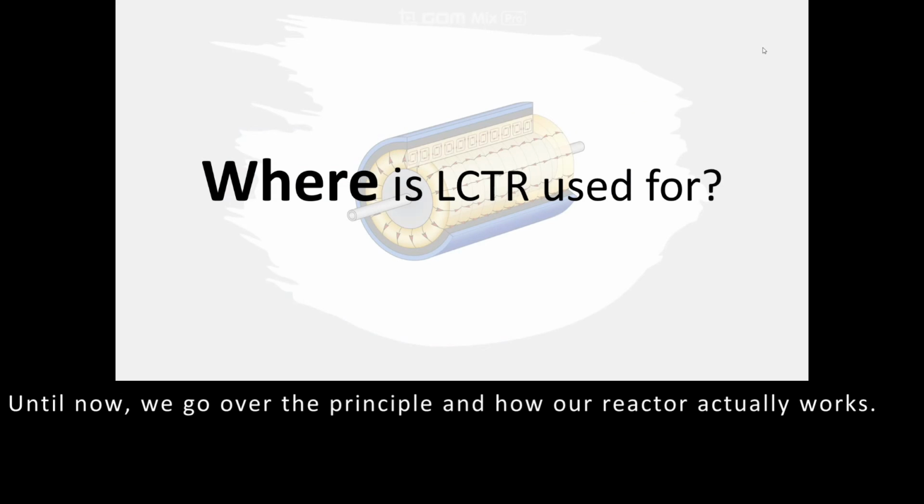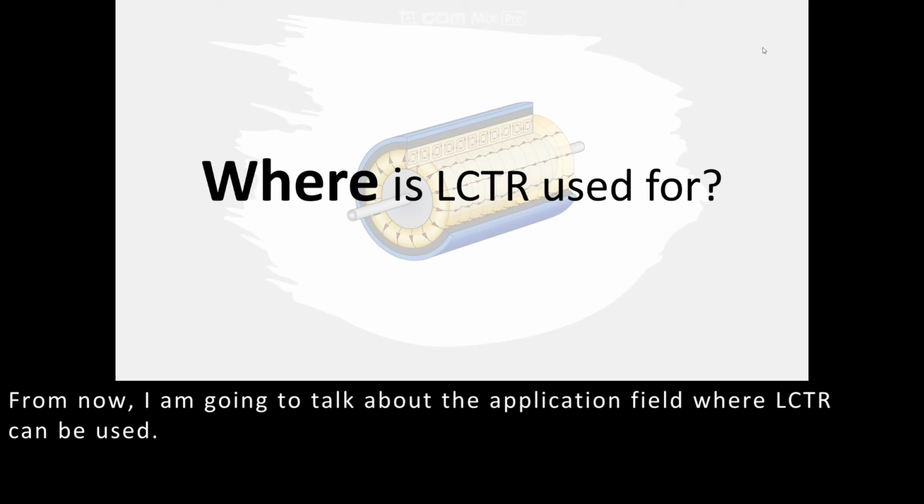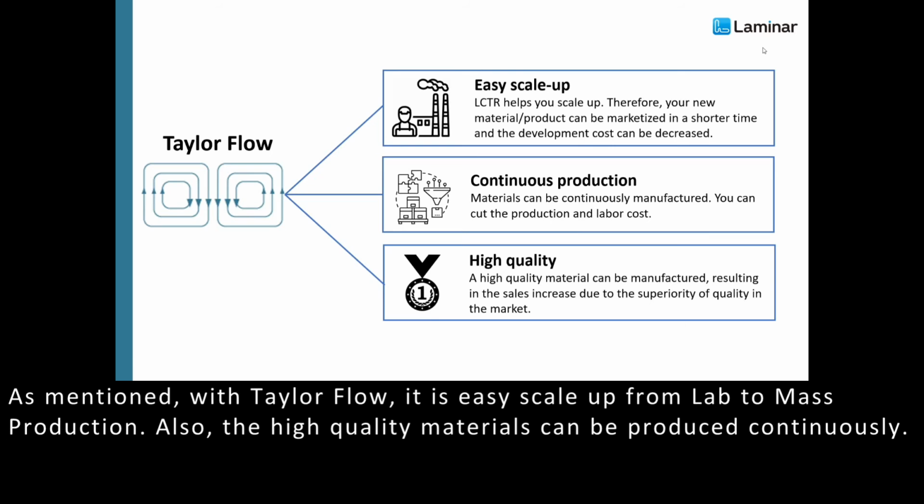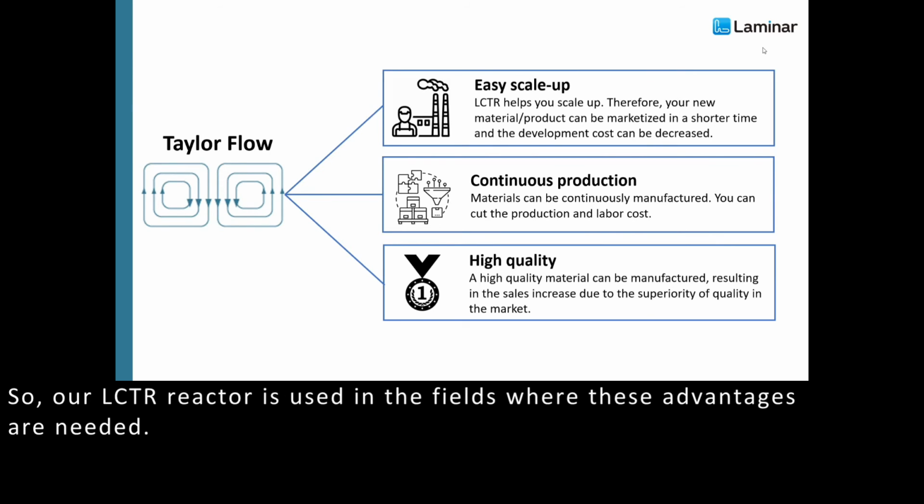Until now, we went over the principle and how our reactor actually works. From now, I'm going to talk about the application field where LCTR can be used. As mentioned, with the Taylor flow, it is easy to scale up from lab to mass production. Also, high quality materials can be produced continuously. So our LCTR reactor is used in the fields where these advantages are needed.